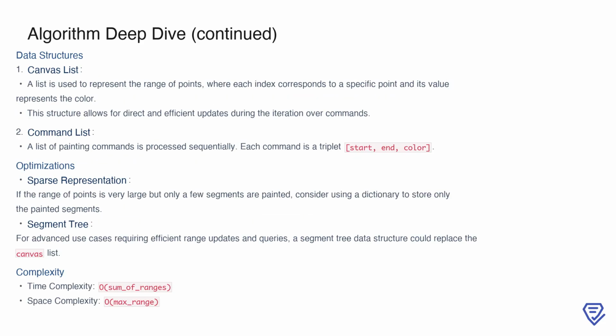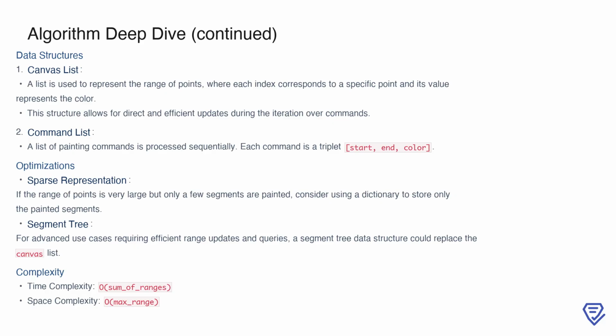To implement this approach, we rely on two main data structures. The canvas list represents the range of points, where each index corresponds to a specific point, and its value indicates the color. This structure allows for straightforward updates during the processing of commands. The second data structure is the list of commands, where each command is a triplet: start, end, color.